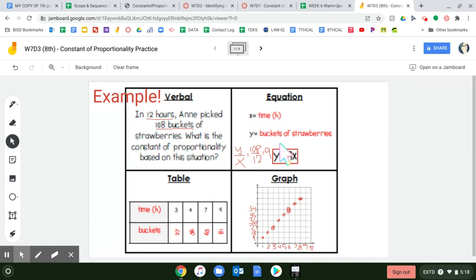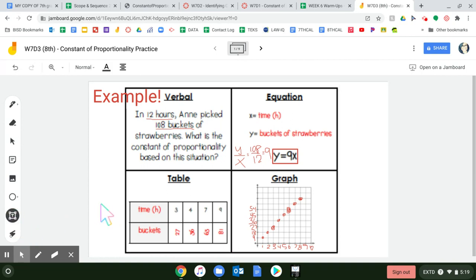Once you have that figured out, you can take your y value and divide by your x value, just like we did yesterday. So 108 divided by 12 equals 9. And that's where they got this equation, y equals 9x. In your table, you can choose any values for x or y as long as your constant of proportionality is there.